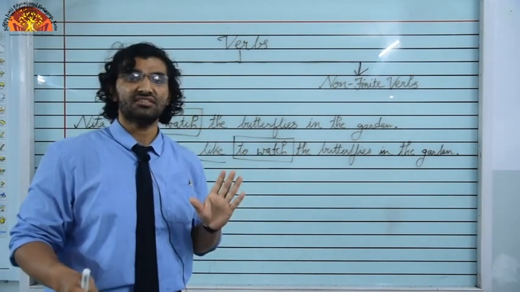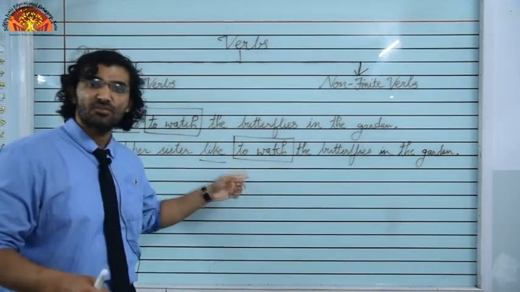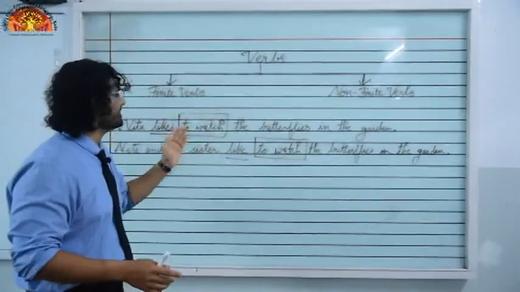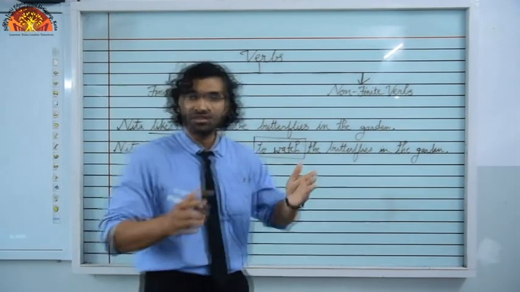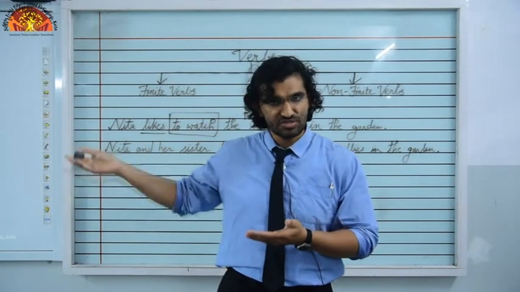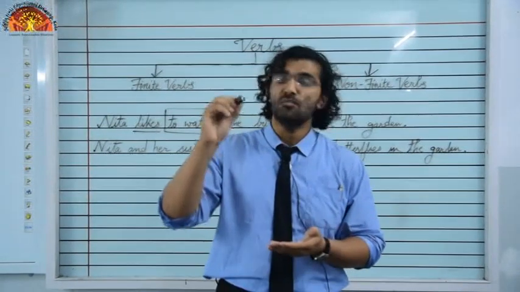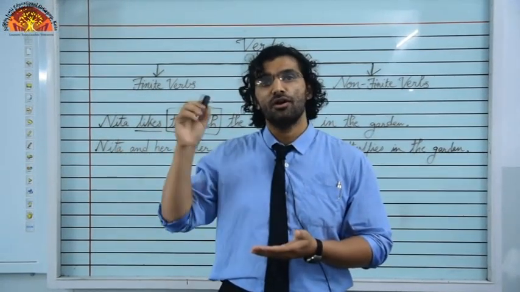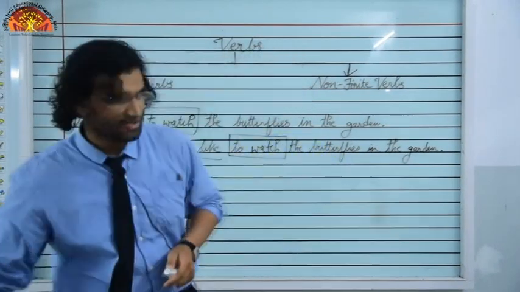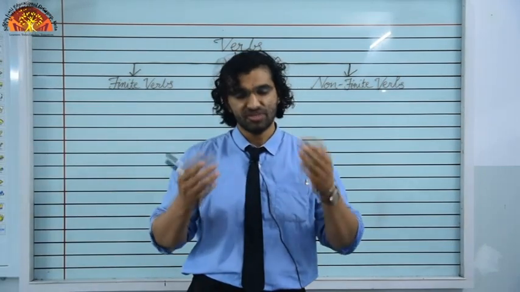But in both the sentences, to watch is there. To watch remains the same in both the sentences. You see, this to watch is the non-finite verb. Verbs that do not change. Verbs that are not affected by the change in subjects or persons. While those verbs that are affected by the change in subjects or number of persons, that is finite verbs. We are going to see more examples. So I hope you have understood the difference between the two.